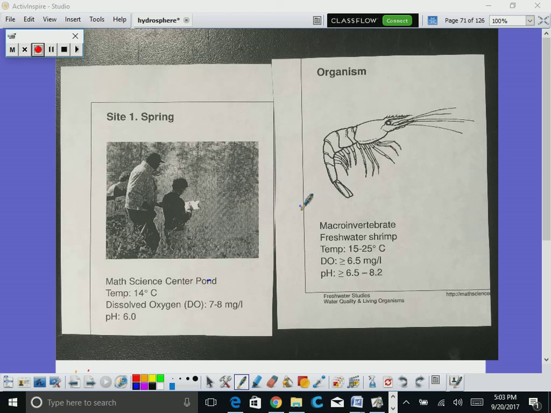Okay guys, these are the directions for your bioindicator lab. So basically what you're going to get is a bunch of cards. Some of the cards are going to be site cards. Some of the cards are going to be organism cards. Okay, so basically what you do is you take a site card and you see which organisms can live there.